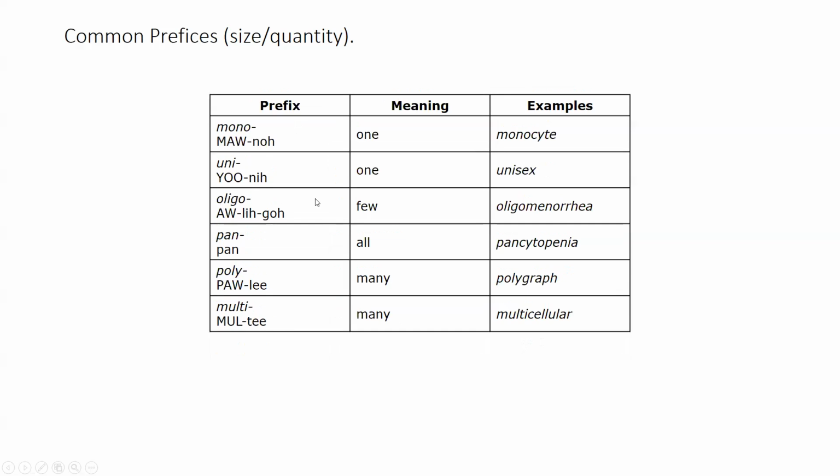We'll come across this a few times this semester. Oligomenorrhea. Rhea means flow. Meno means menstrual. And oligo means a few. This typically refers to what would be called, in common terminology, spotting.